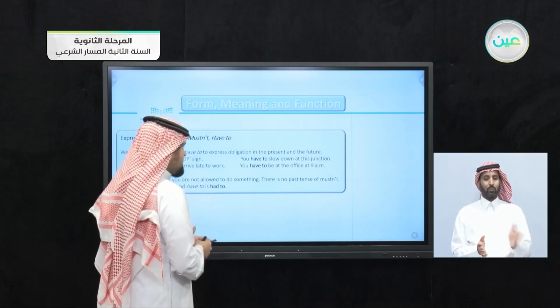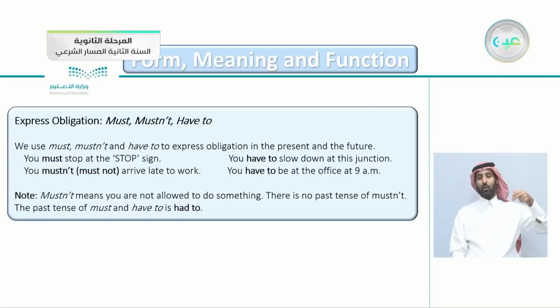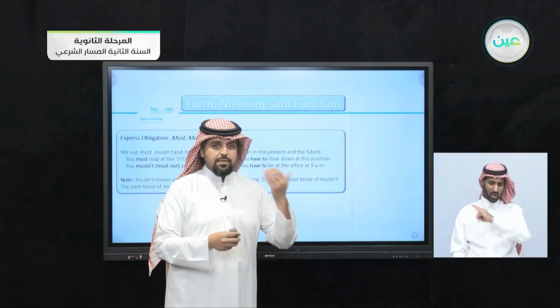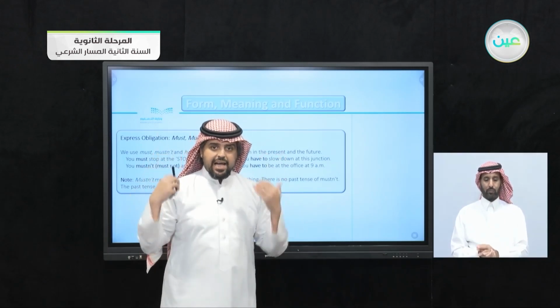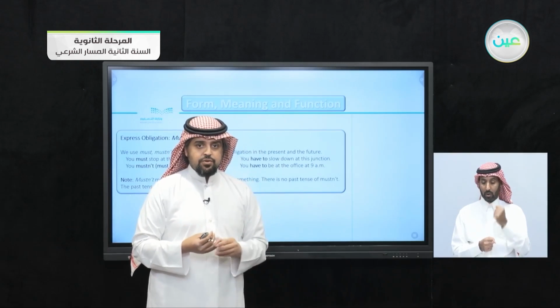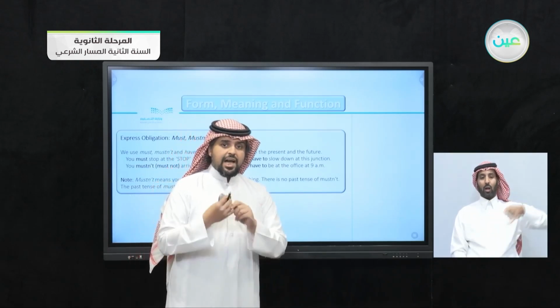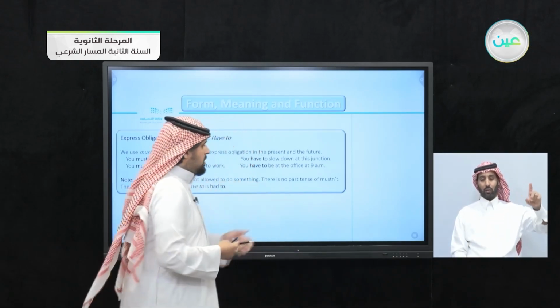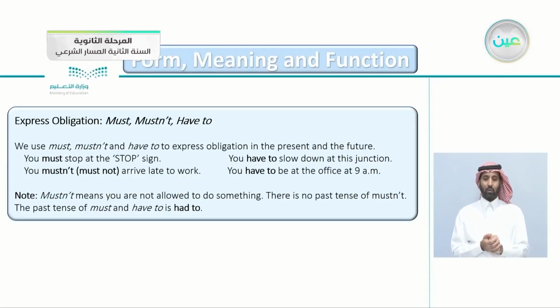There is no past tense of mustn't. The past tense of must and have to is had to. When you have to show obligation in the past, you say, I had to. So if you want to say must or have to in the past, you say had to. But mustn't, the negative form of must, doesn't have any past tense.